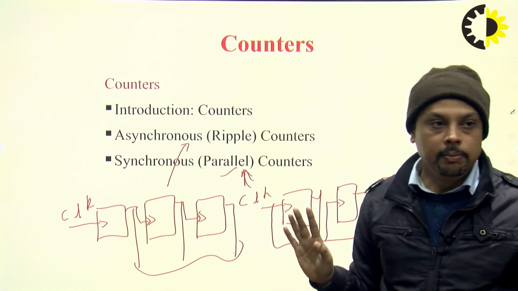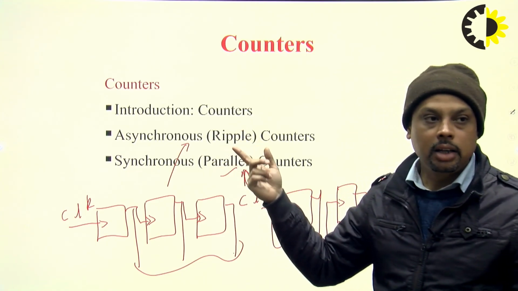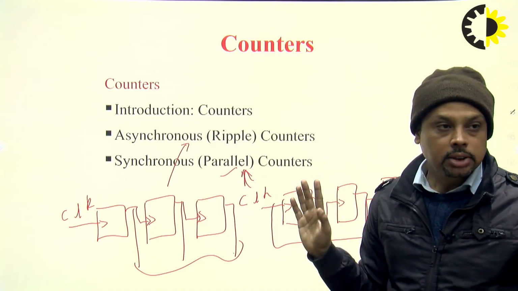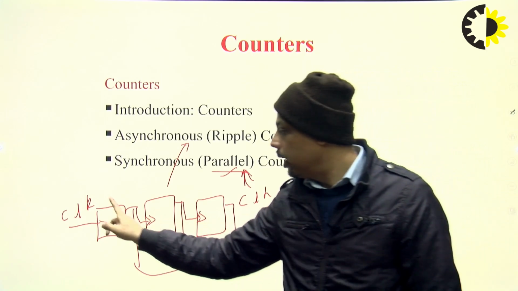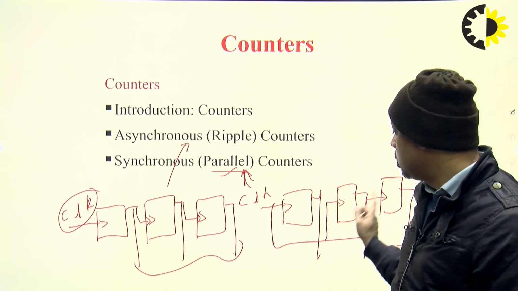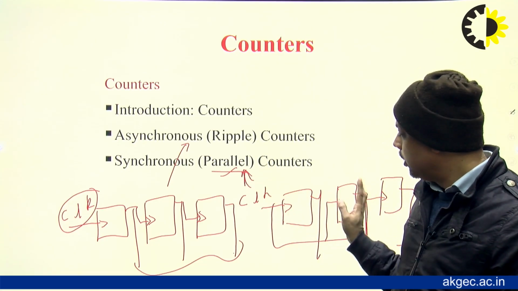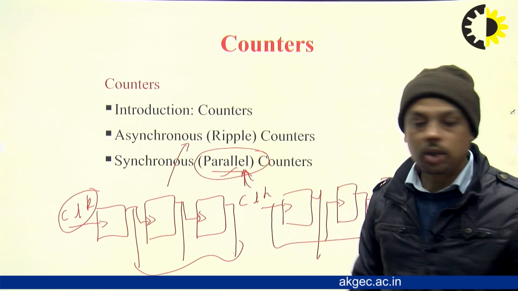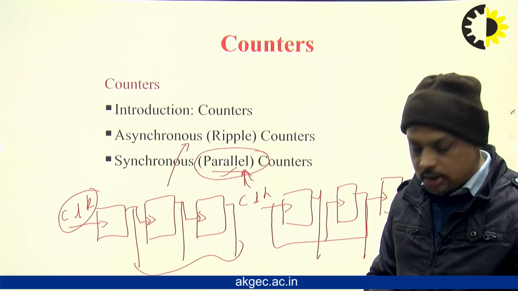So ripple counters are generally slow counters that perform in a serial manner, while a synchronous counter is a very fast counter that works in a parallel manner. There is no synchronization of the clock in the ripple counter, while in the synchronous counter there is proper synchronization, and the clock reaches all the flip flops at the same time. That's why it is known as a parallel or synchronous counter. So these are the classifications of these two counters.